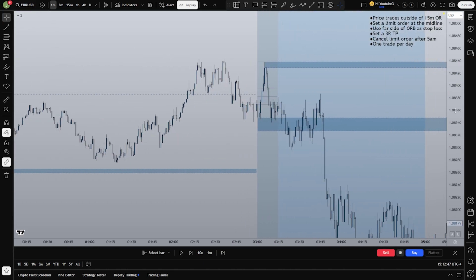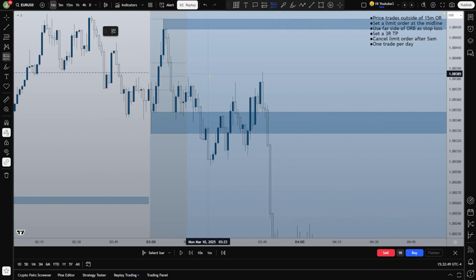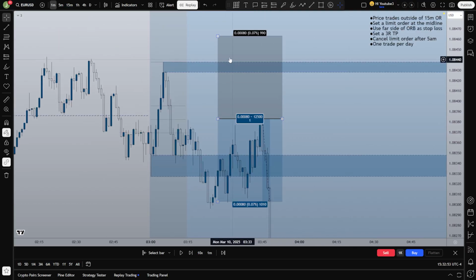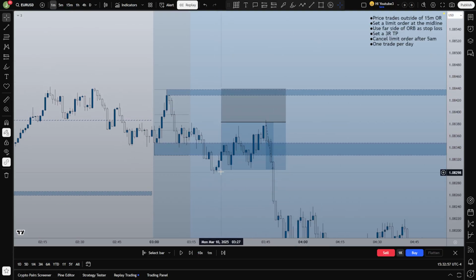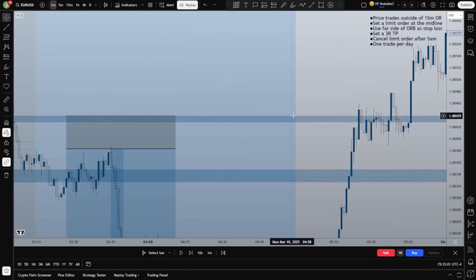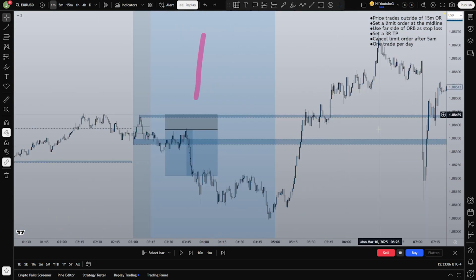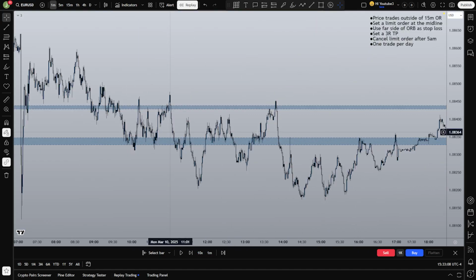Let's look here. Looks like we get a nice entry here. We break out right here. We enter here, stop loss on the other side of the opening range, and we go for 3R. Here we go. Mark this as a win, and move on to the next day.